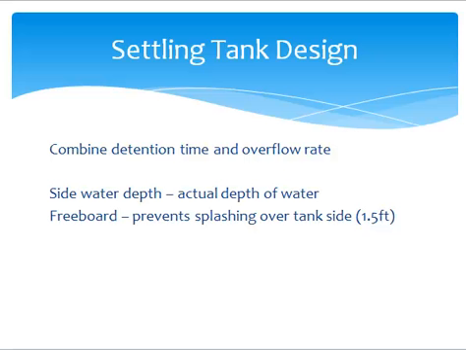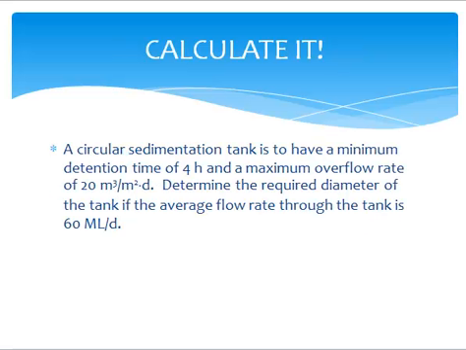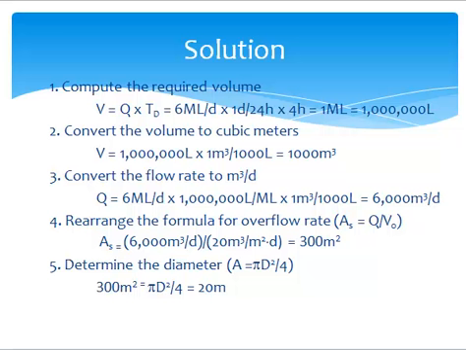It is important to note here that the side water depth is the actual depth of the water. A freeboard of about 1.5 feet is also needed to prevent splashing over the side. Use the formulas you have been presented with and determine the required diameter of a tank for the problem on the screen. Check your work by the solution on the screen. You should need a diameter of 20 meters.